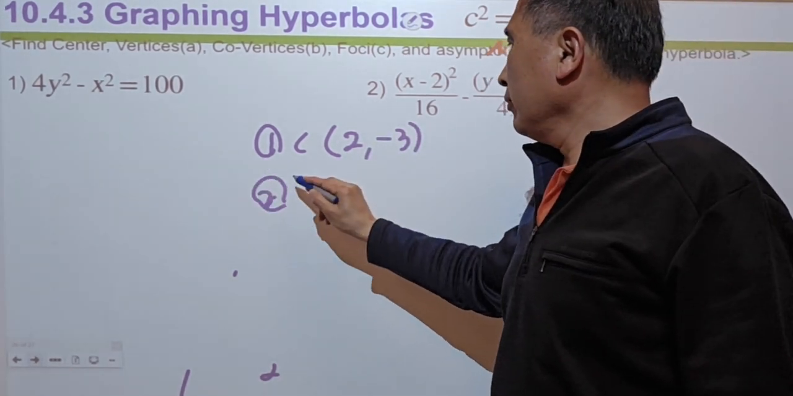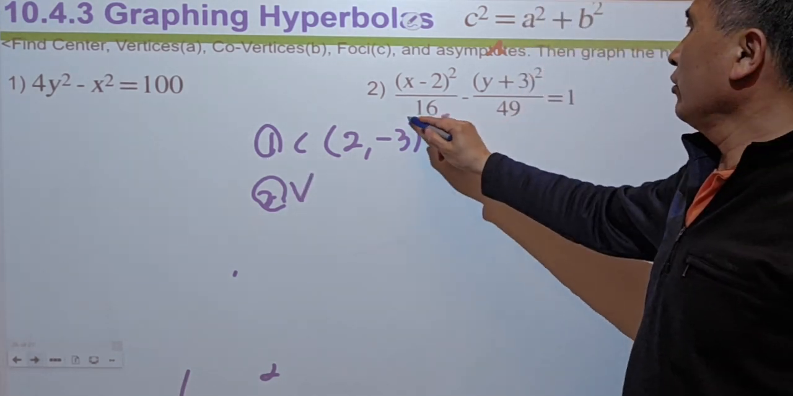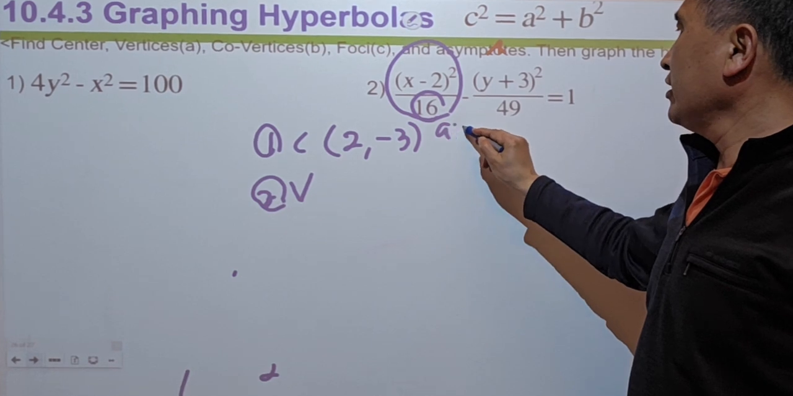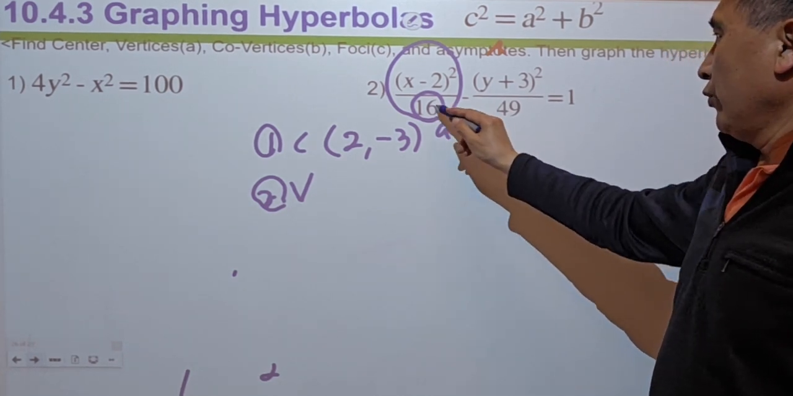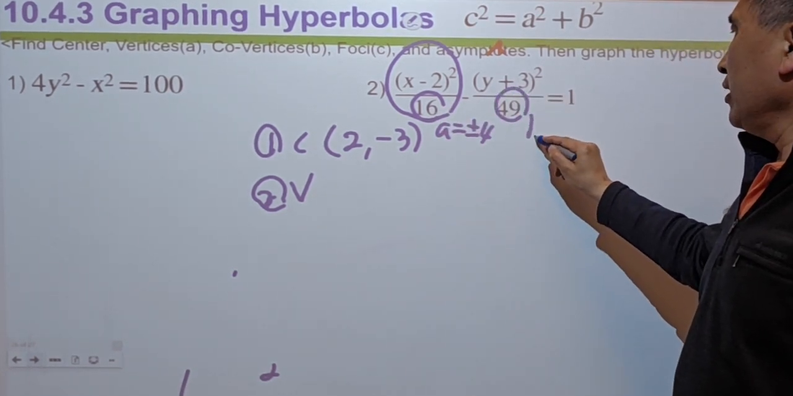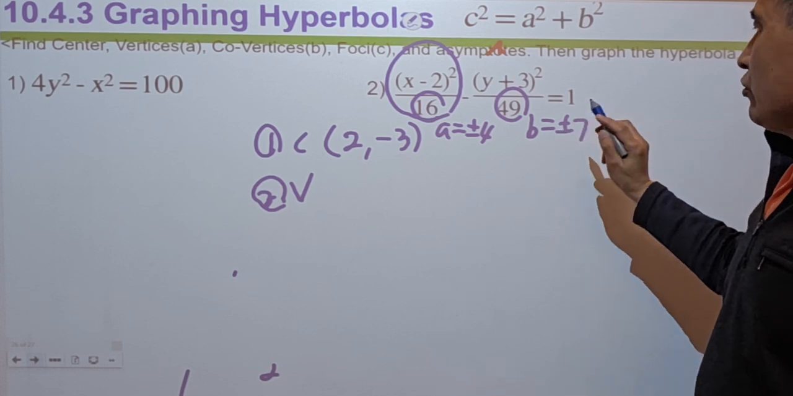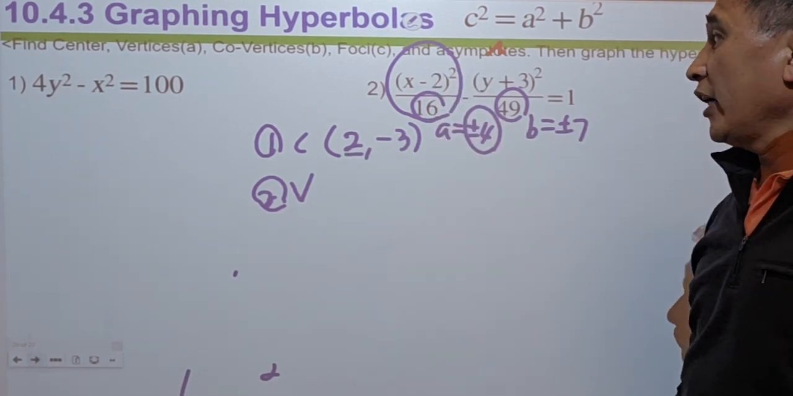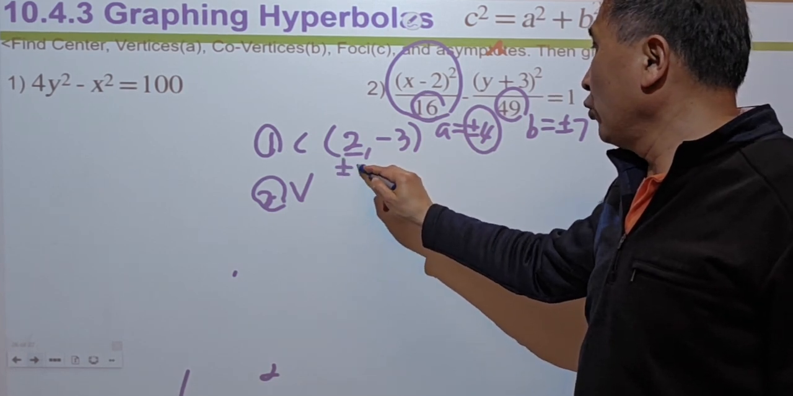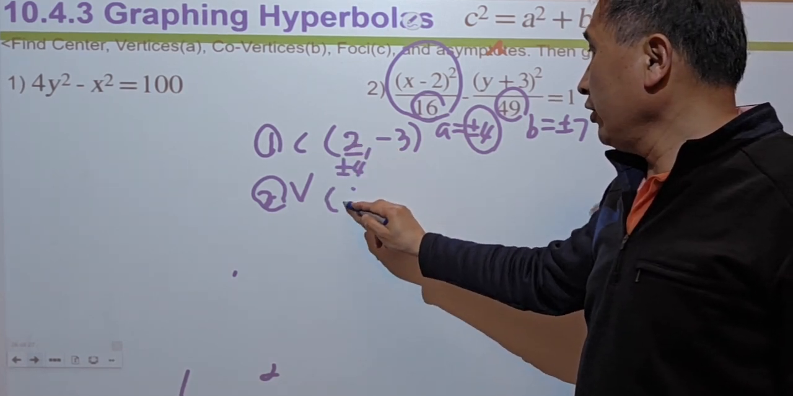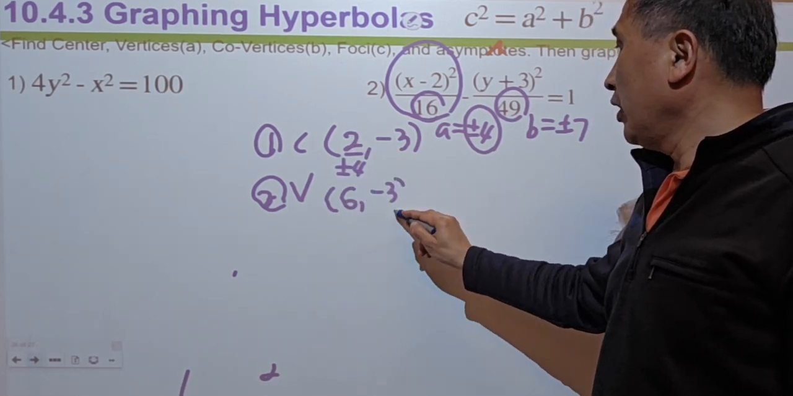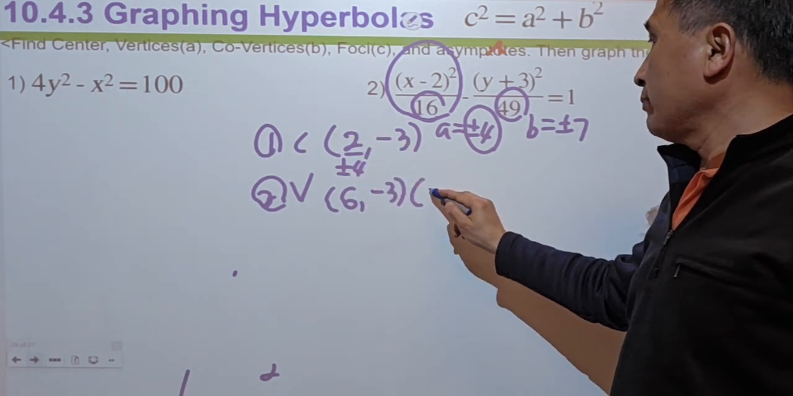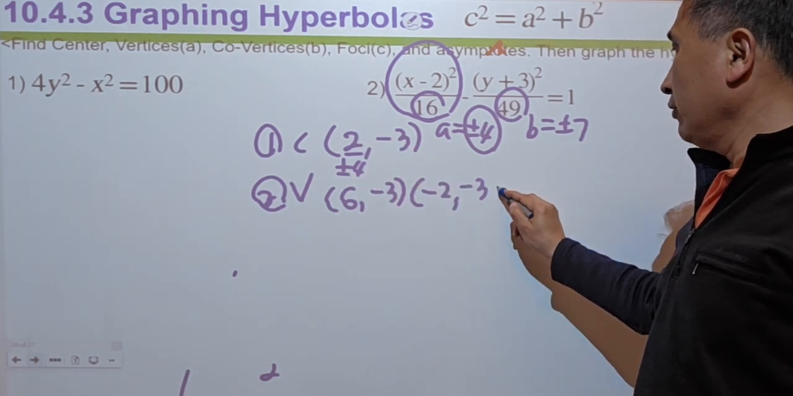And then find the vertices. For the vertices, A is plus minus 4, and B is plus minus 7. So you're going to add this one to the x value, because the vertices are on the x-axis. So plus minus 4 here. Then you add 4 here: 6 comma minus 3. The y value stays the same. And then you subtract 4: 2 minus 4 is minus 2 comma minus 3.